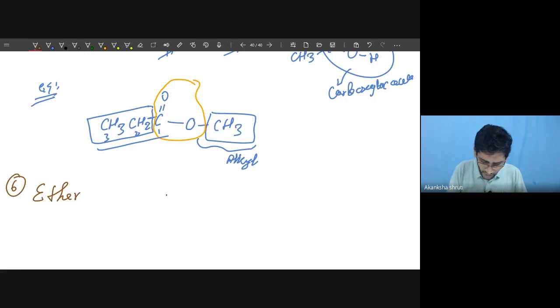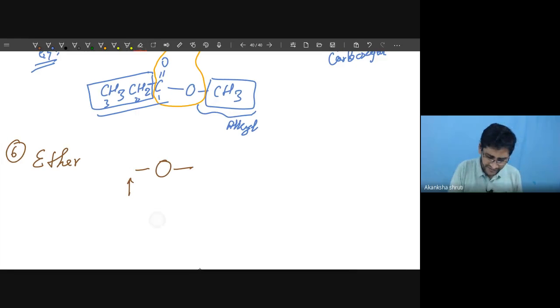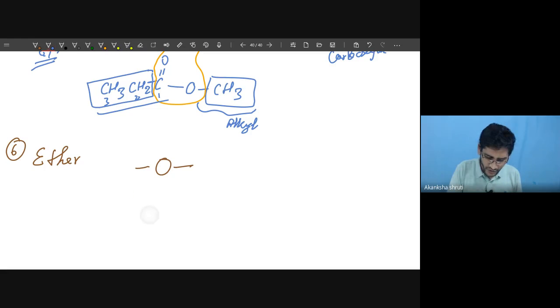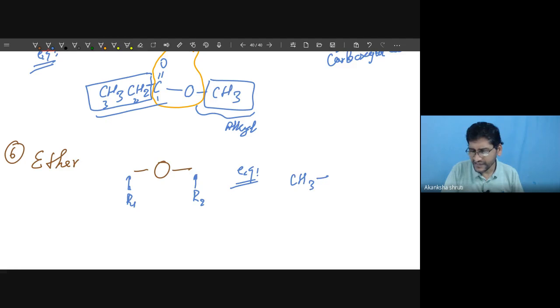Ether is what? Only oxygen. Again, both sides are open. It is this one, only oxygen. On this end, it could be one of the R, which means it cannot be hydrogen. You cannot attach hydrogen here, R1, and here the other R2. Example, say CH3 attached on one side, oxygen, then CH3 on the other side.